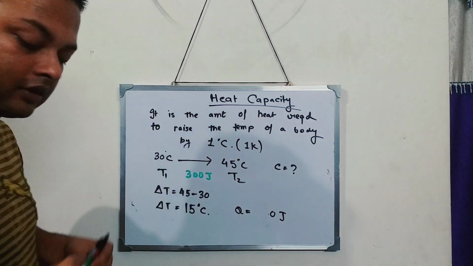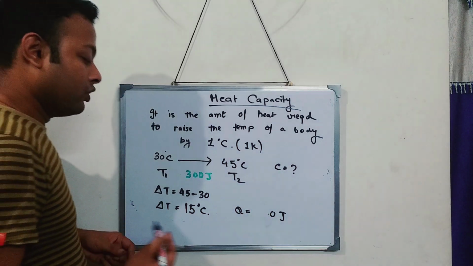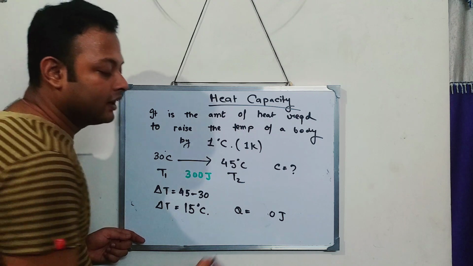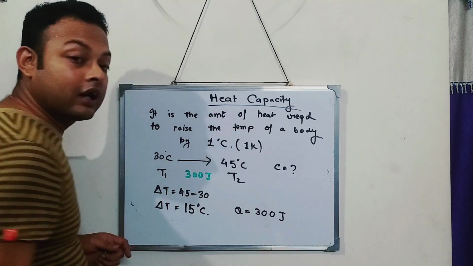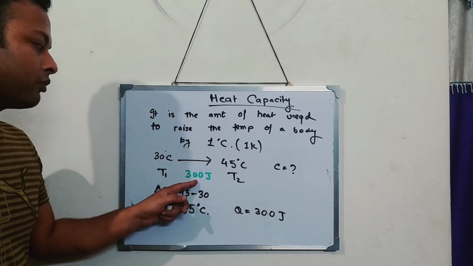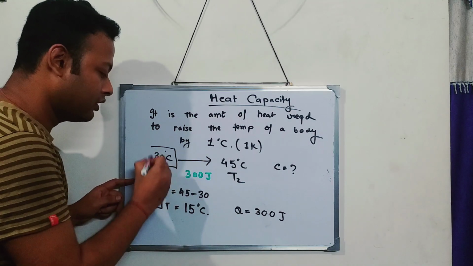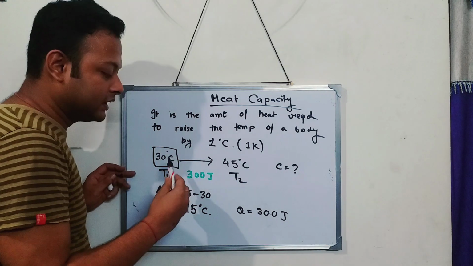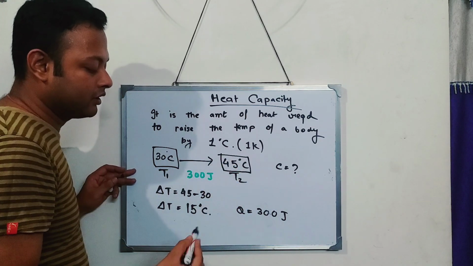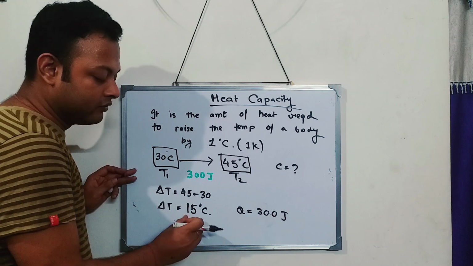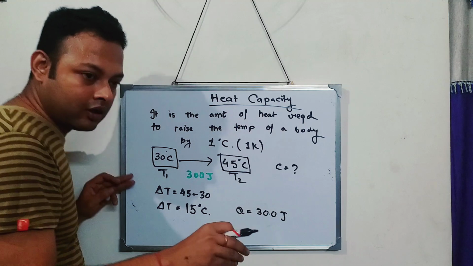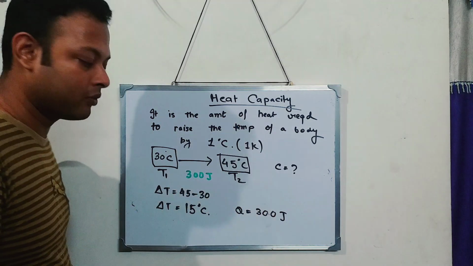Take 300 joule. Now, to change the temperature by 15 degrees centigrade, I need how much? 300 joule of heat. So if I give 300 joule of heat to this body, the body changes from a temperature of 30 degrees centigrade to 45 degrees centigrade. So a change of 15 degrees is observed when I put 300 joule of heat into the body.